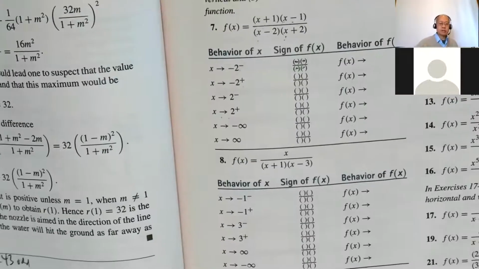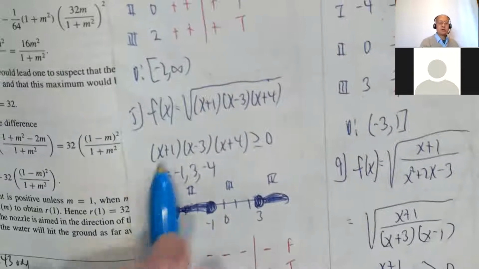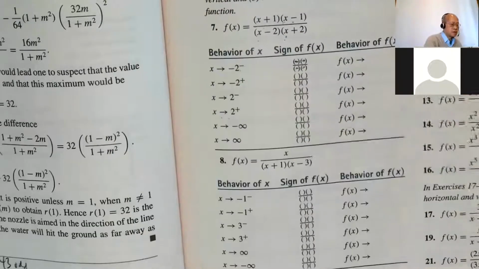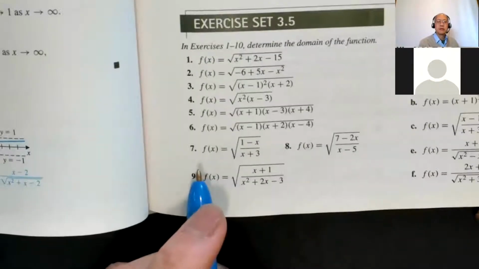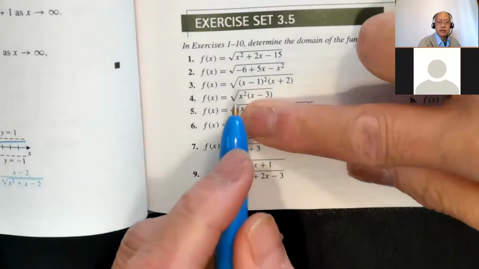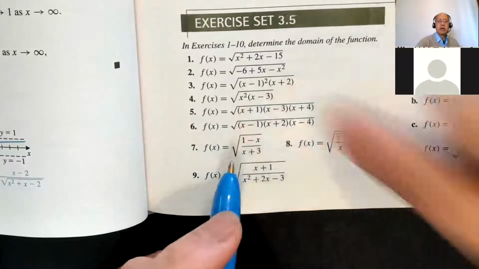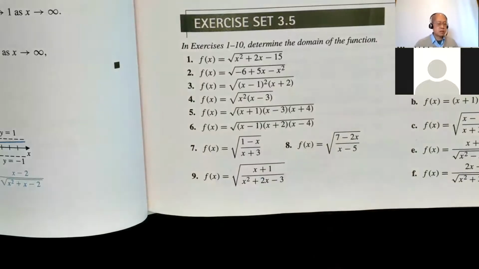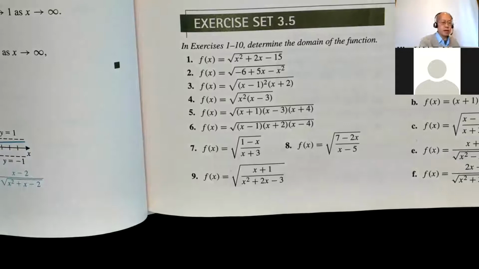And then I'll also ask you stuff like we just did, right? So find the domain of a square root business. Oops. So they're all the same. Just whatever's behind my finger, make that greater than or equal to 0, and then do the sign analysis. Okay, so that's problems 1 through 9.